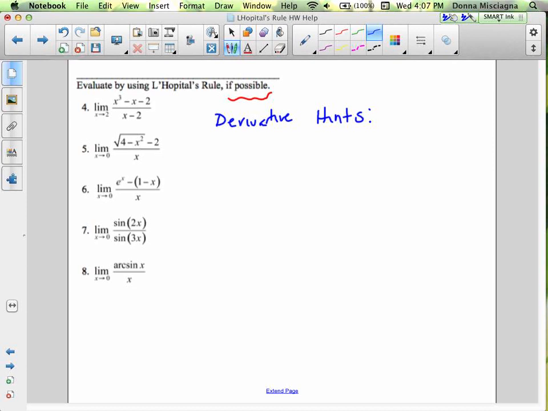All right, so 4 is power rule, both numerator and denominator. 5 is in the numerator, is a chain rule.